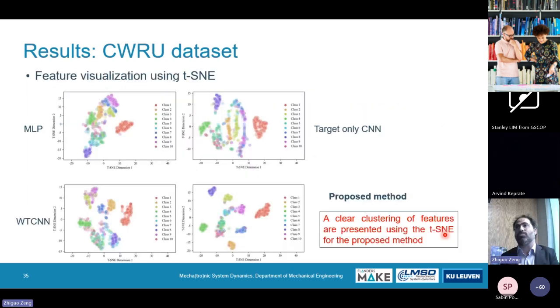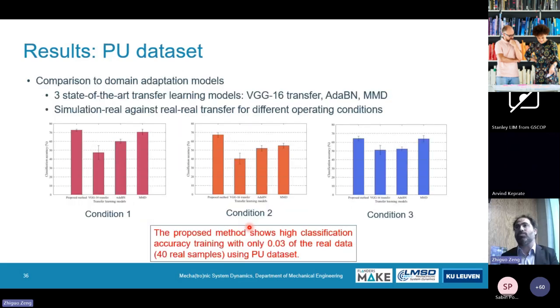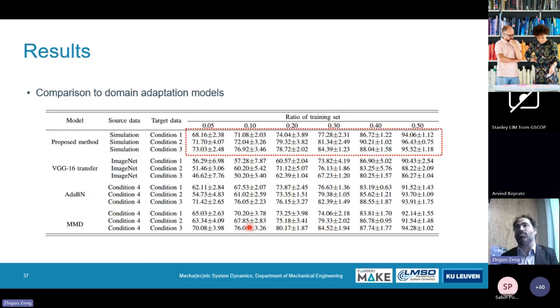And here we can also see a feature visualization using the t-SNE algorithm, where again we see that we have clear clusters of the features based on the proposed method. Here we see the different types of faults that they are clustering quite nicely. Then we compared also different domain adaptation models. So we had the VGG16 transfer, the adaptive batch normalization and the maximum mean discrepancy. So we have the different conditions, and again with only 40 real samples, we're able to achieve quite nice results.